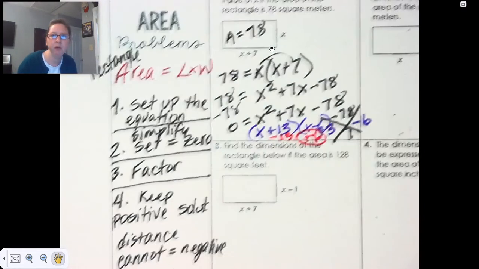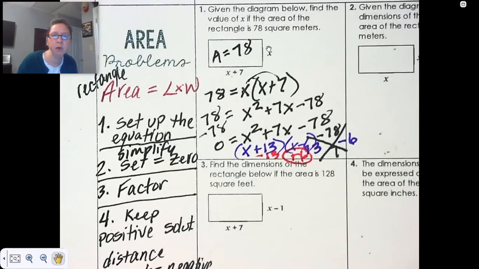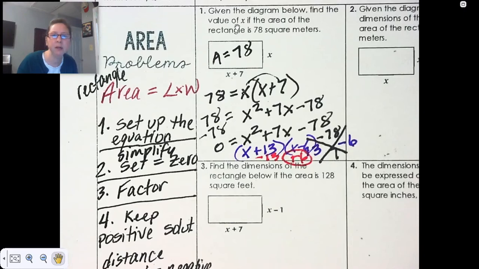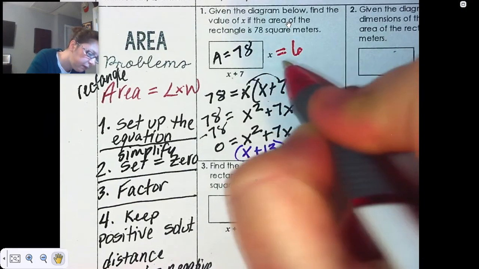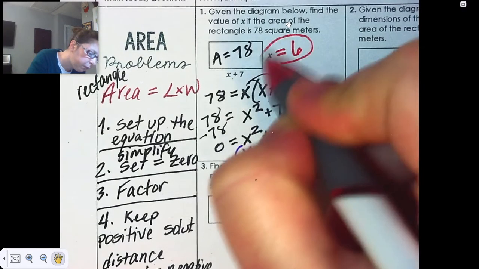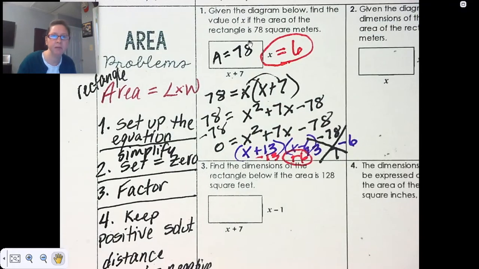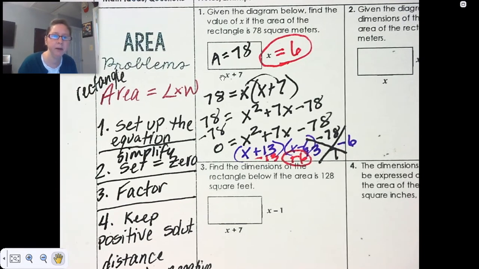Now I do want to make sure that I answer the question. They want me to find the value of x if the area is 78. So x equals 6. Okay, if they had asked me to find the width, I would need to do 6 plus 7 and plug that in here and simplify to get my 13. All right, so that is example number 1.